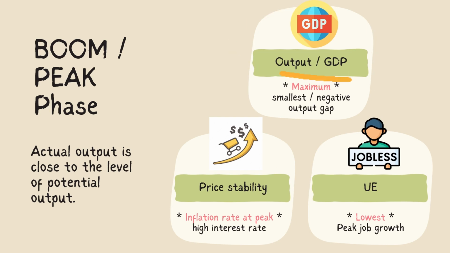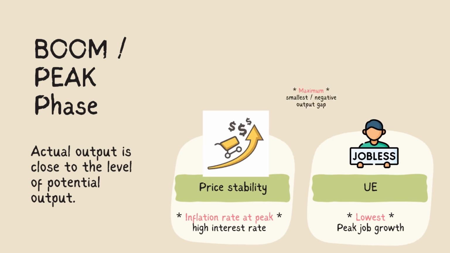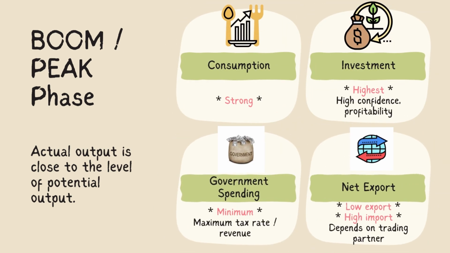For example, during peak, our GDP is maximum. Inflation rate is at peak. Interest rate is high. Unemployment rate is at the lowest and the job growth is at peak. Consumption is strong or high, investment is at its highest level, where business confidence level is high, profitability is high, government spending is minimum, while the tax rate is maximum or tax revenue is high.